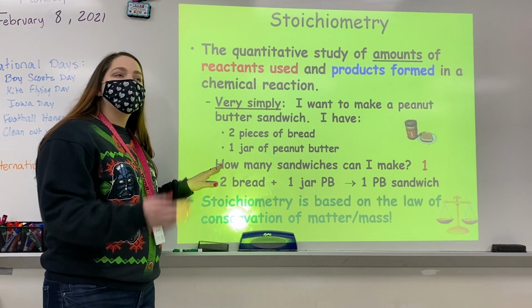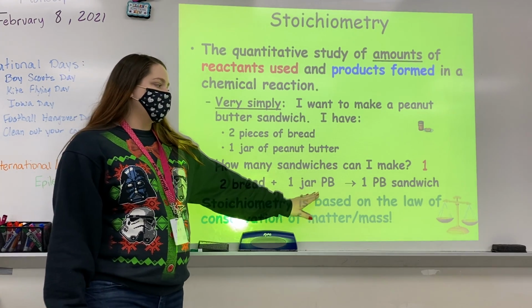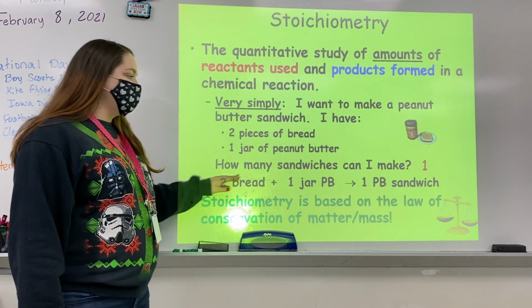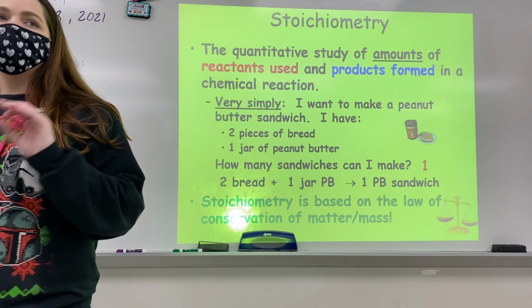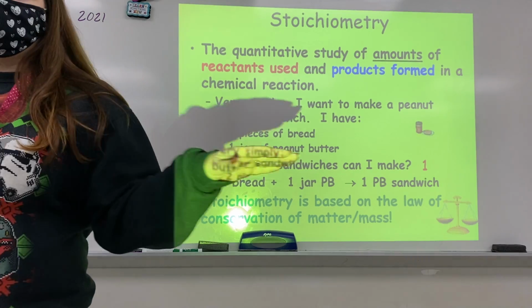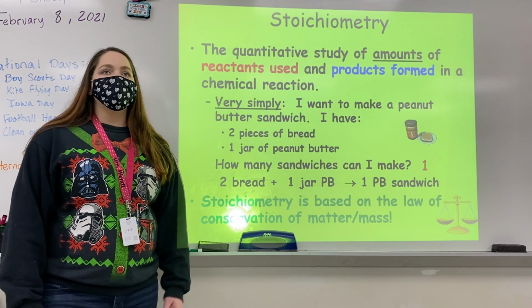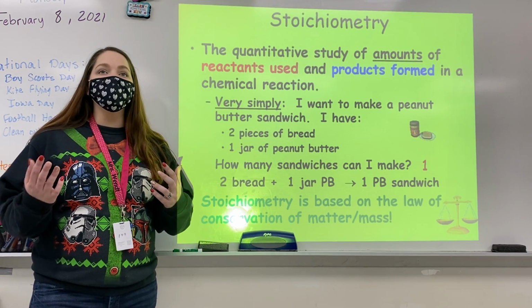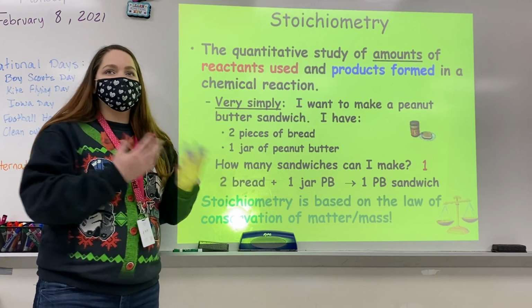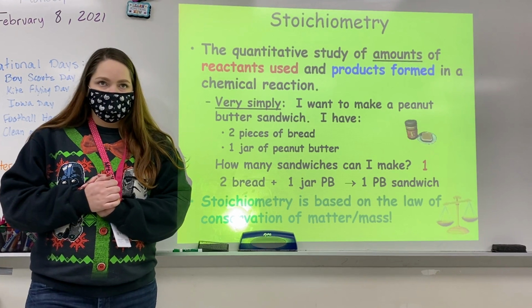So then your balanced chemical equation would be as follows: 2 bread plus 1 jar of peanut butter yields 1 peanut butter sandwich. So that is your balanced chemical equation. For this unit, you will always need a balanced chemical equation before you start anything. So before you can even read the question and look at the answer choices, you need to make sure that you have a balanced chemical equation. Either I will give it to you, or you need to remember how to take a bunch of words and turn them into formulas and then balance it and make it into a balanced chemical equation. Okay?